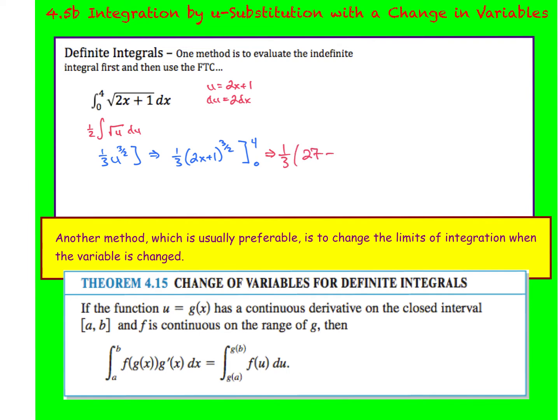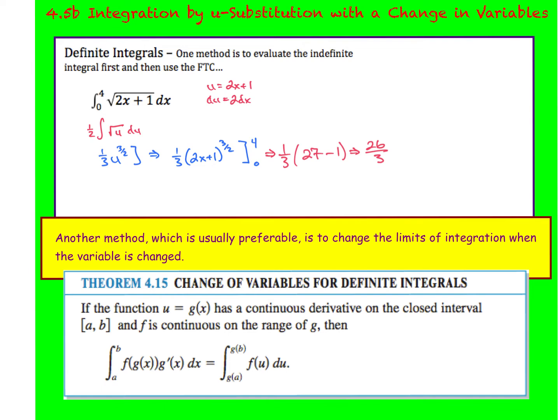Now I substitute in 1. So 2 times 0 is... not 1. I substitute in 0. So 2 times 0 is 0 plus 1. 1 to the 3/2 power is 1. And so I end up with 26 over 3. So the area under the curve from 0 to 4 of square root 2x plus 1 is 26/3.